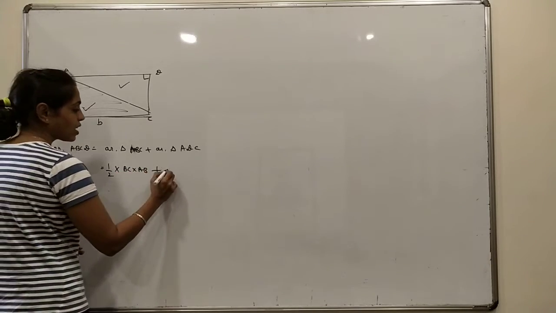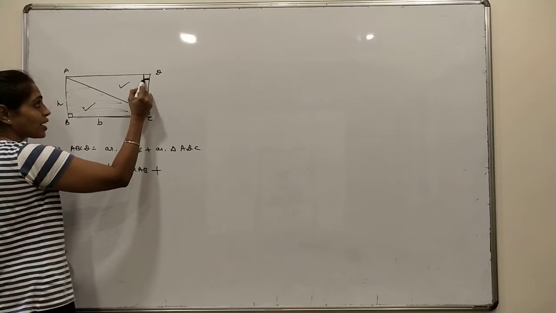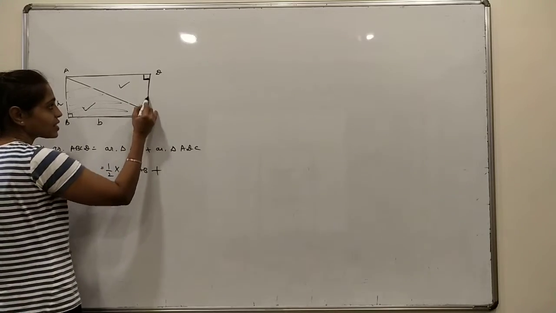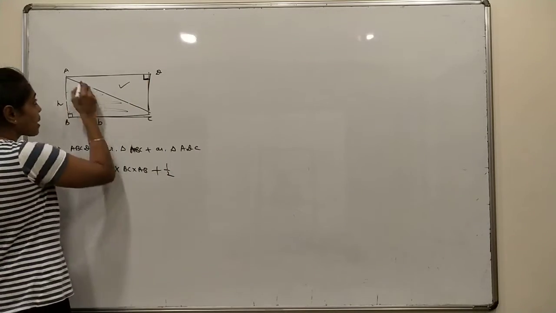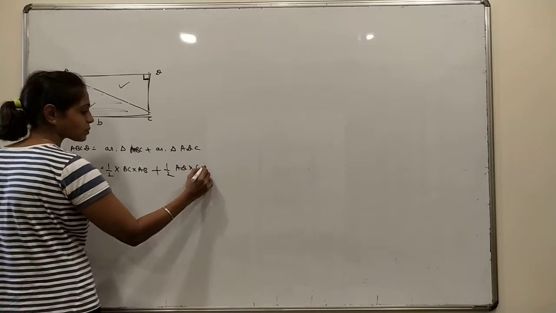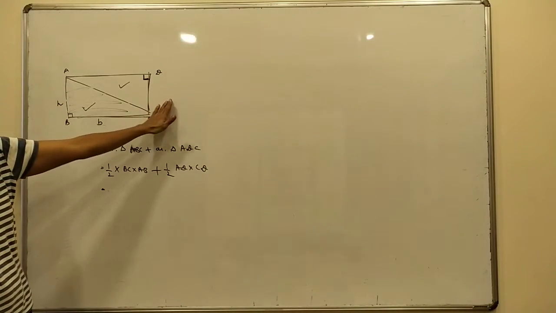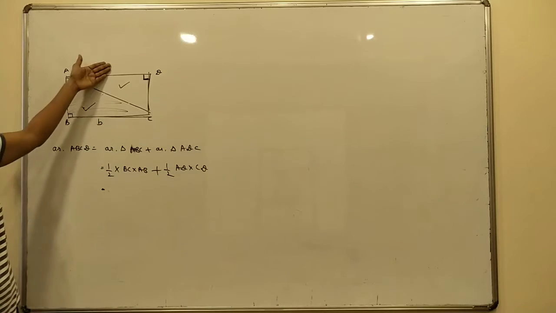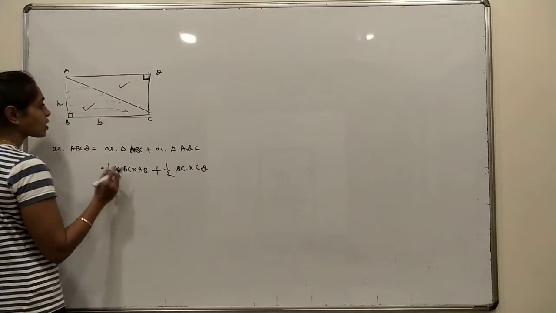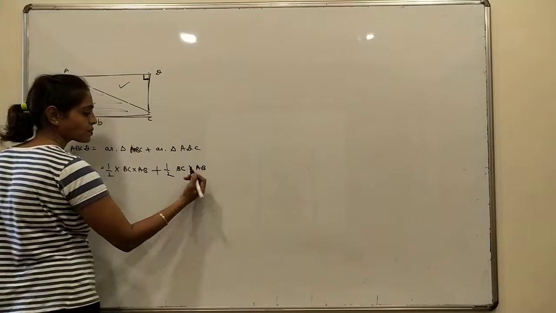plus the unshaded area, triangle with 90 degree, that is also a right angle triangle. So the right angle containing side is base and the other side is height. So 1/2 of base, that is AD, into height, that is CD. But we know that in a rectangle the opposite sides are same. So BC equals AD. So in place of AD we can write BC, and AB equals CD. So in place of CD we can write AB.